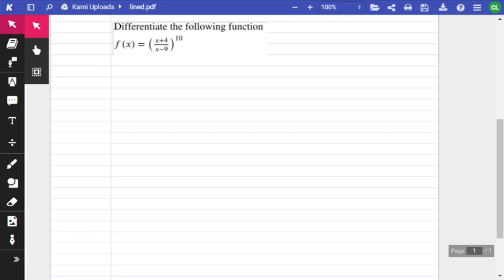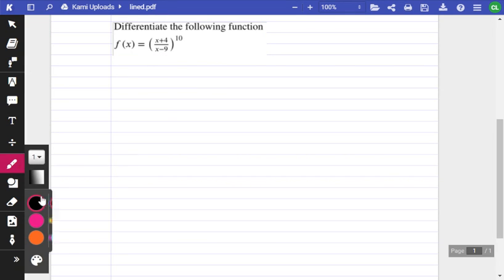So it wants us to differentiate the following function. So I have f of x equals (x plus 4 divided by x minus 9) all to the power of 10. When we are doing this, the first thing I notice is that I have a composite function. I have a function being raised to another function. So that instantly points to chain rule. So we're going to have to use chain rule in order to differentiate this.